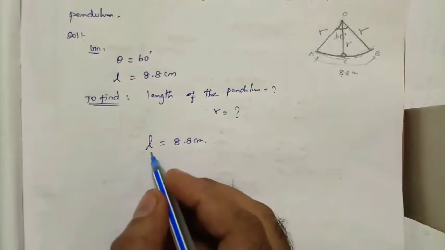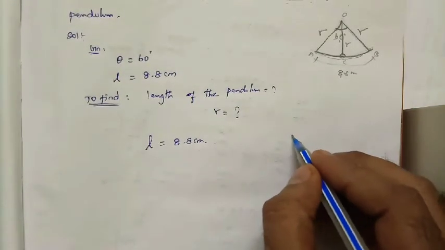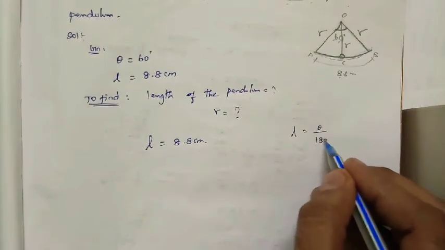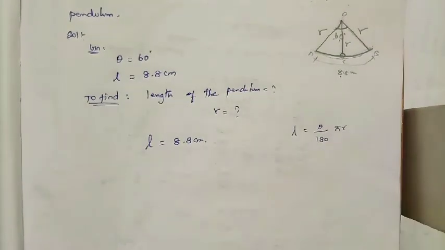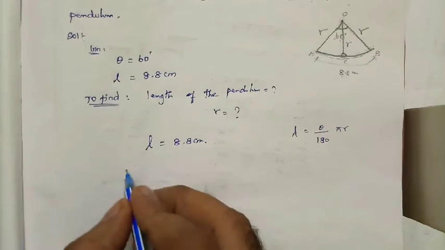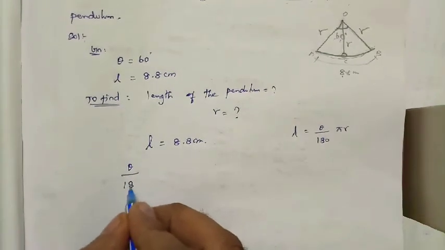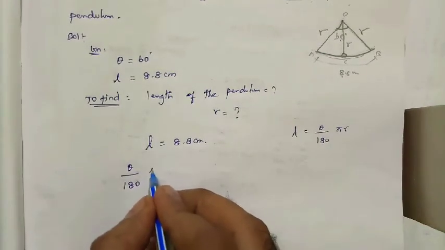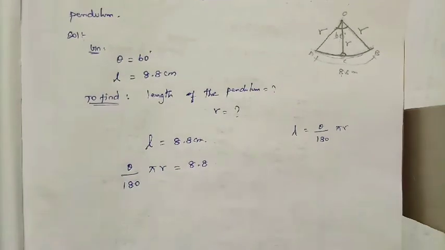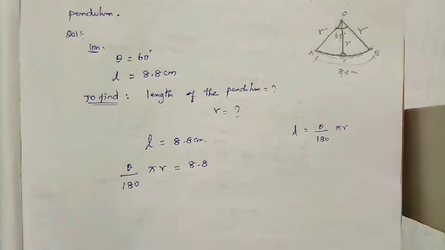We already know the formula. L is equal to theta divided by 180 into pi r. Substitute and simplify, and we'll get the answer. So theta divided by 180 into pi r is equal to 8.8 centimeters. Substitute the values.